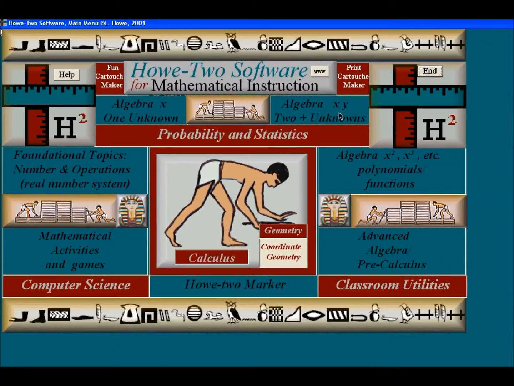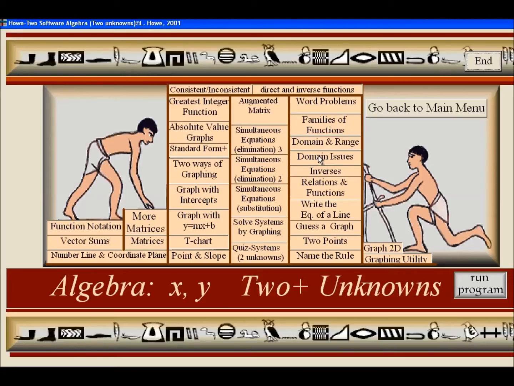We're looking at the final programs that will help you to have a better understanding of two unknowns. And these are more sophisticated concepts, and I hope that you'll get them. We have this program called domain issues.